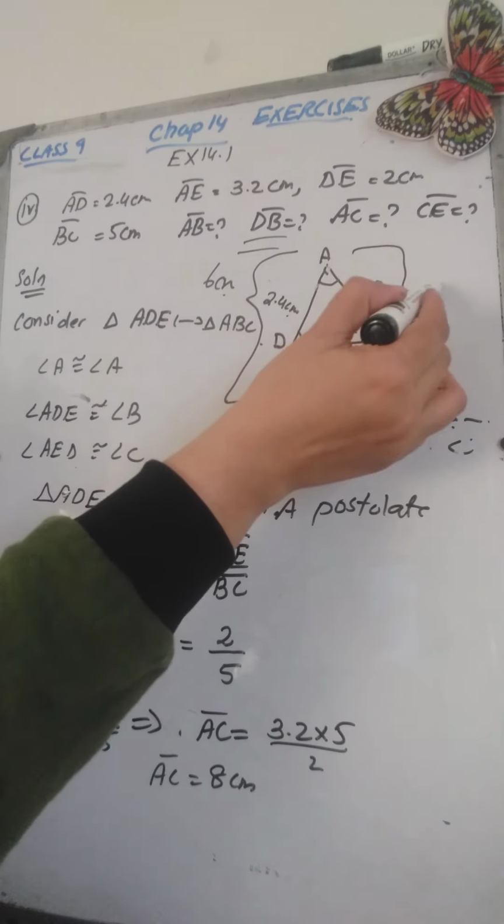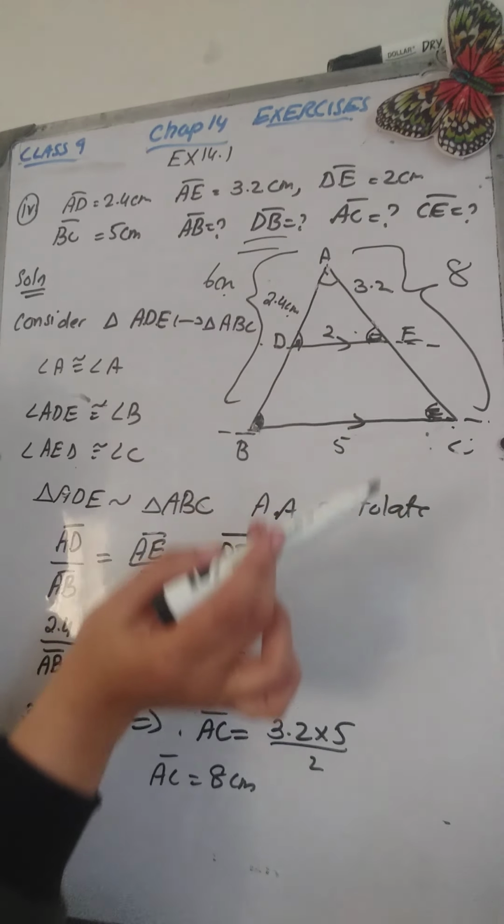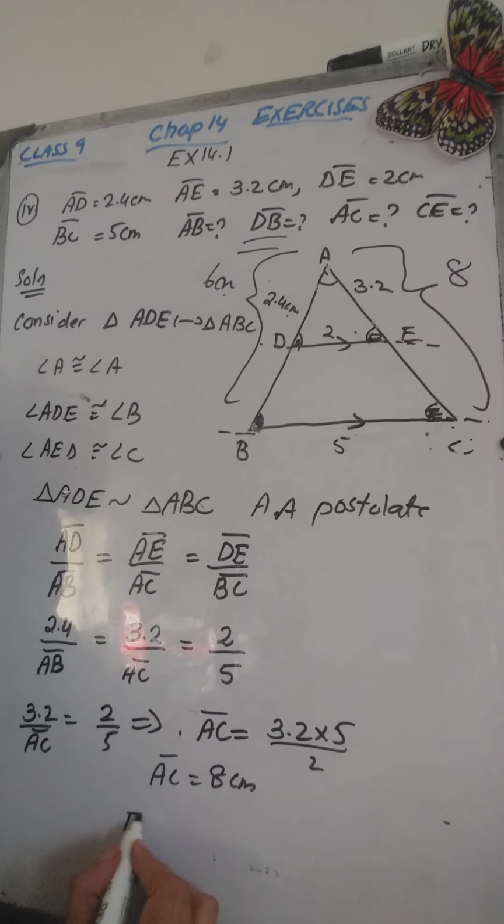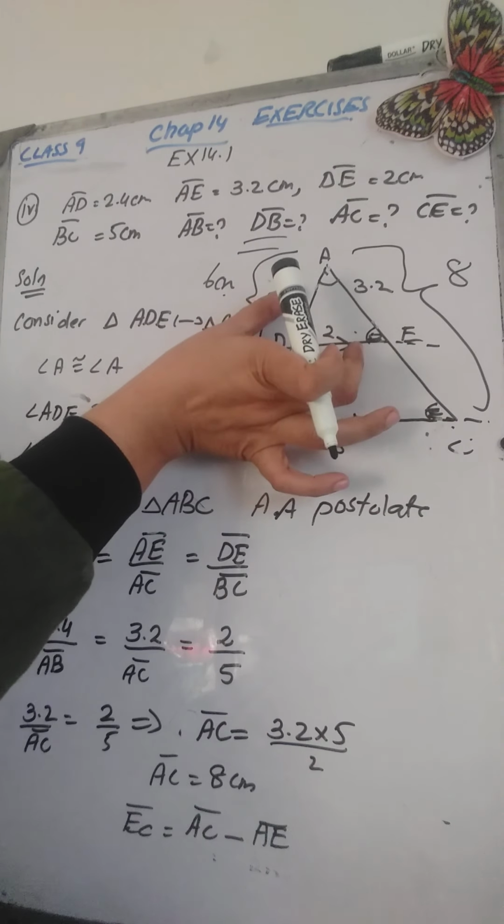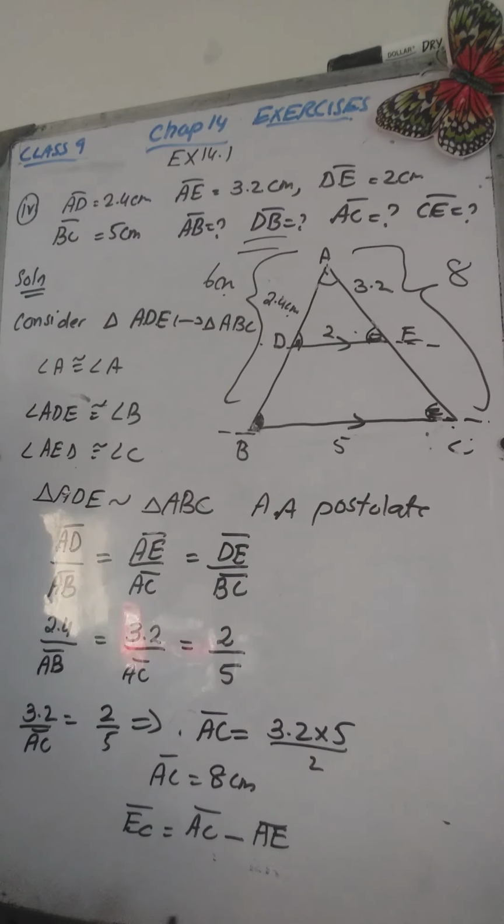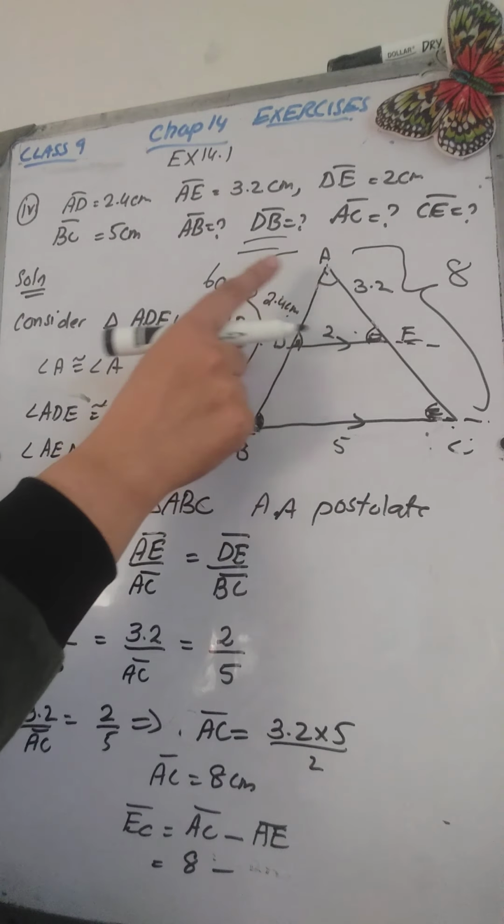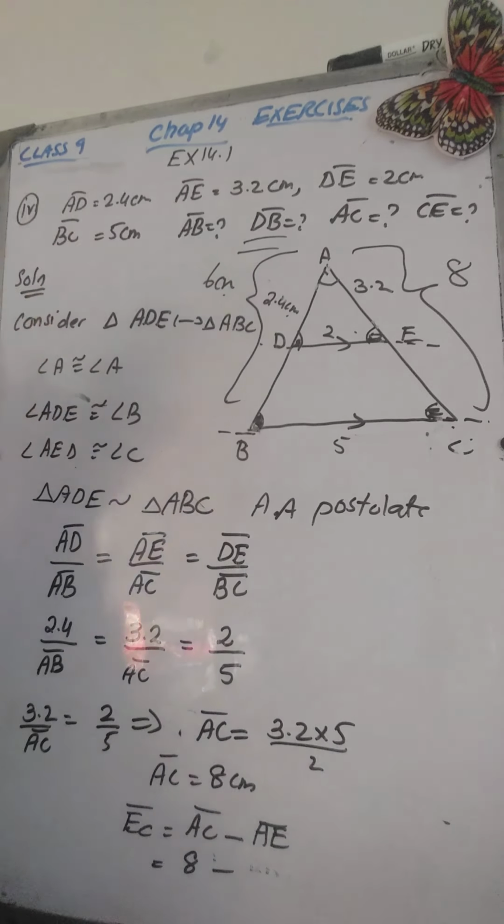Now we know that AC is equal to 8 centimeter. Now EC, we know that EC is equal to AC minus AE. This AC minus AE will give us the value of EC. So AC is 8 and AE, they have already given us AE over here, 3.2. So we are going to subtract these two to get the value of EC. So EC is going to be 8 minus 3.2, which is equal to 4.8 centimeters.